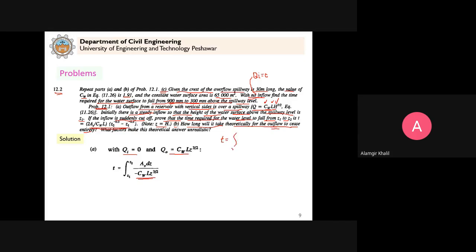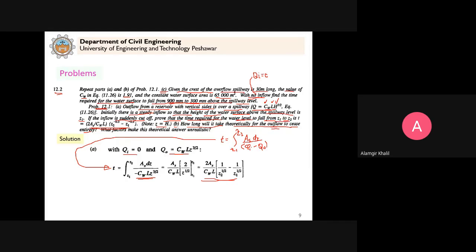We have this integral from Z1 to Z2, AS into dz, divided by Qi minus Q naught. Now when you simplify this formula, you get this expression here. Qi is equal to 0, so minus CWLZ. Now we need to evaluate this integral. When you evaluate it, this is the formula that we get for the time required for the water level to fall from Z1 to Z2 for this spillway.